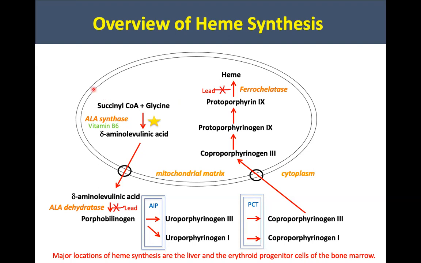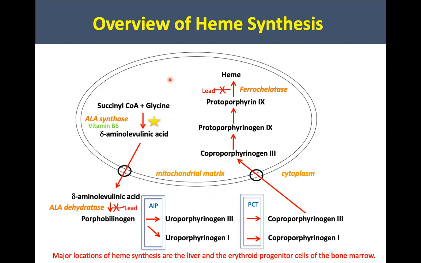So what we're talking about right now is the synthesis of heme. This oval structure over here is my mitochondria. So just take a moment to appreciate that some of the process of heme synthesis is occurring inside the mitochondria, specifically the beginning of the process and the end of the process. And the middle of the process is actually occurring in my cytosol.